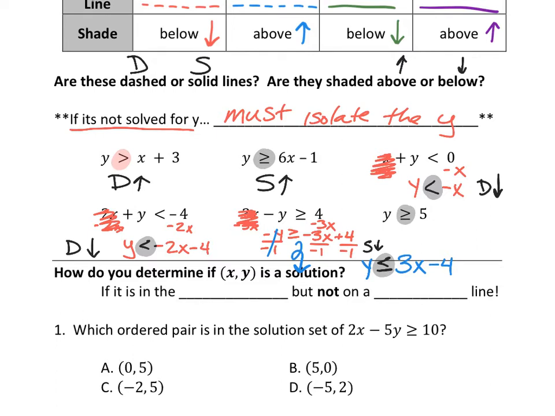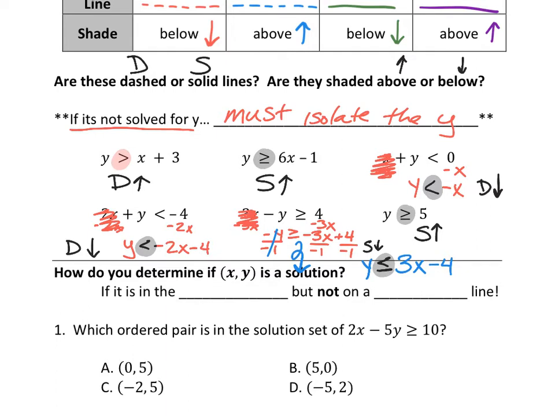Since this symbol is greater than or equal to, is it dashed or solid? Solid. Is it above or below? Above. Awesome. Okay, so I bet you're wondering, Miss Cooley, what do you keep meaning like dash, solid, above, below, right? I haven't shown you what that means.